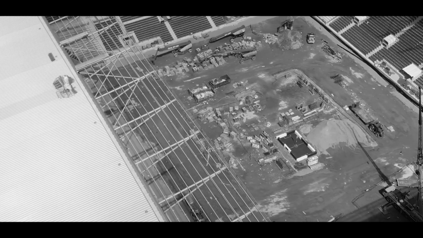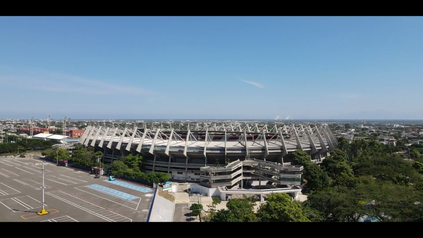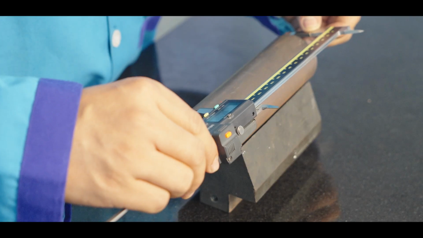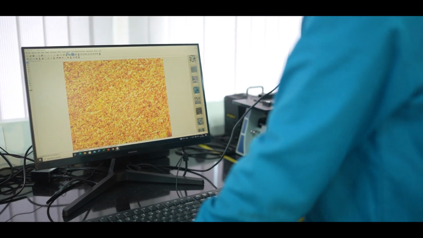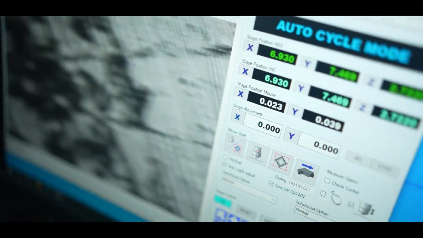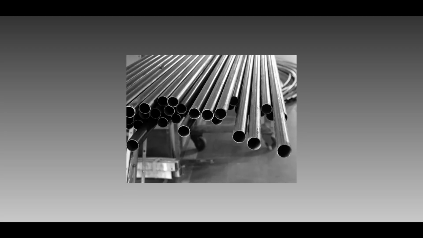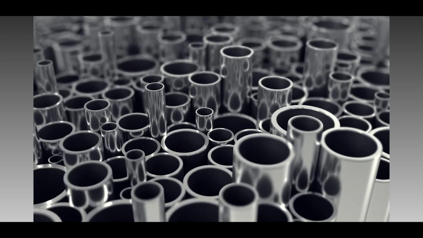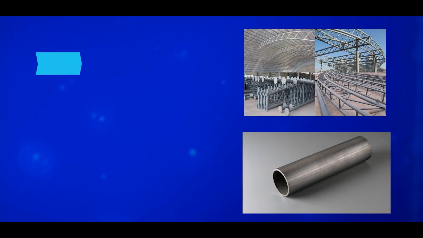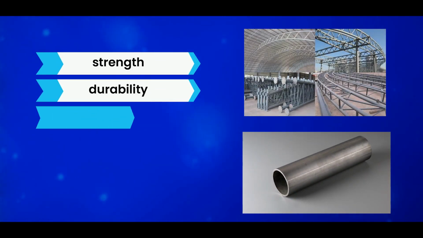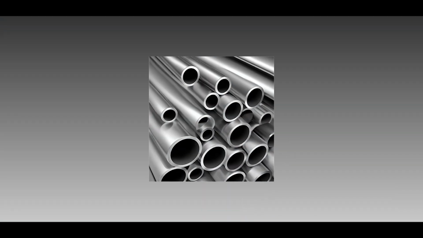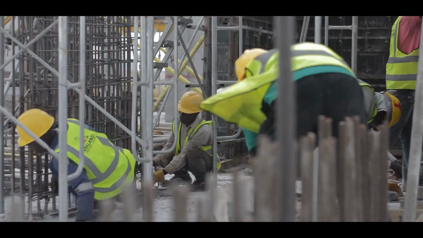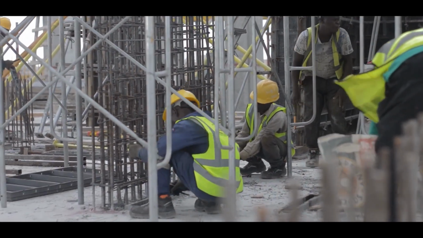Have you seen scaffolding at construction sites or the framework of a sports stadium? Steel tubes are used in these structures because of their ability to handle stress and their ease of assembly. Steel tubes are cylindrical, hollow sections made of high quality steel. They are designed to provide strength, durability, and versatility to structures. These are widely used in construction, engineering, and manufacturing because of their excellent properties.